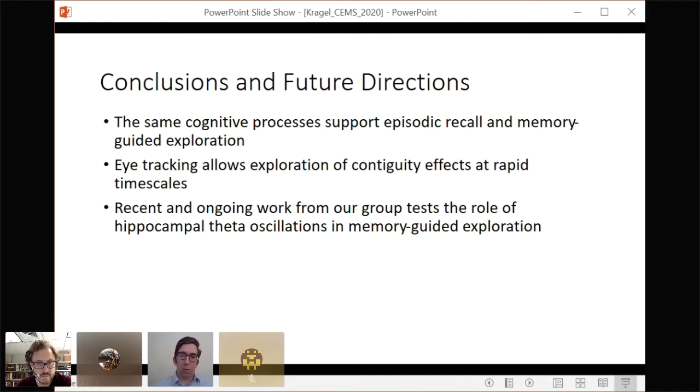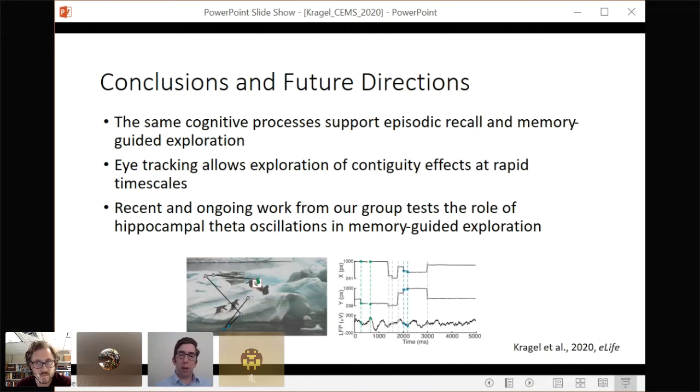So for example, hippocampal theta oscillations have been shown to be involved in memory-guided exploration. Just work from our group recently has linked hippocampal theta oscillations to different kinds of eye movements related to encoding or retrieval. Here on the bottom, I'm just showing you an example trace. The top two panels show the current eye position, the X and Y coordinates, with the vertical dashes showing when a fixation occurs, and then on the bottom, we can link these up to changes in the hippocampal field potential.